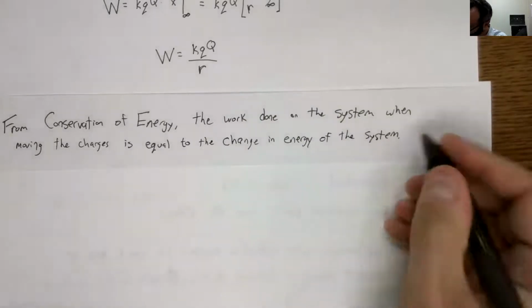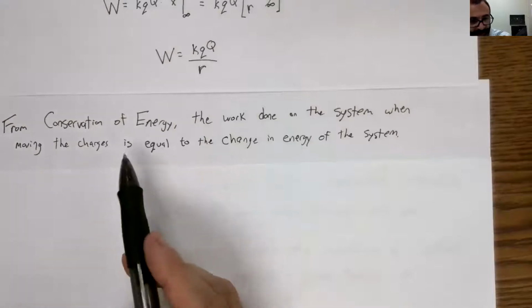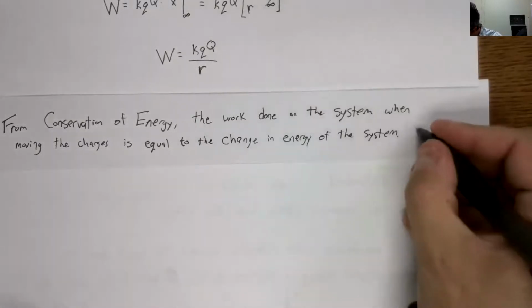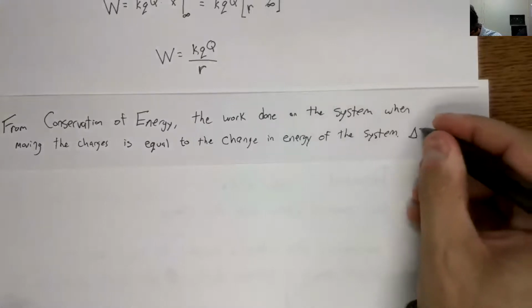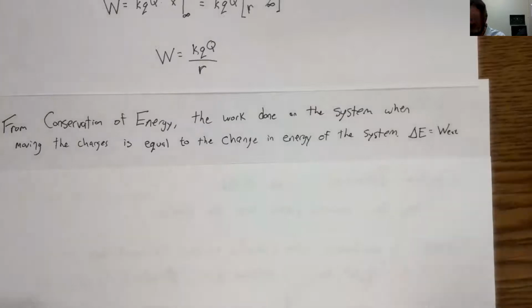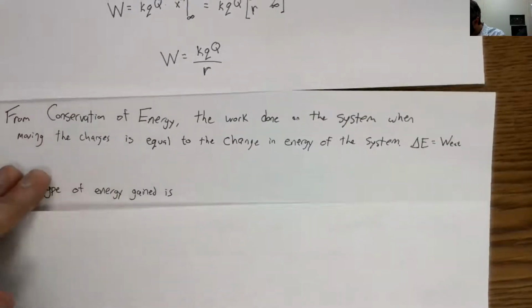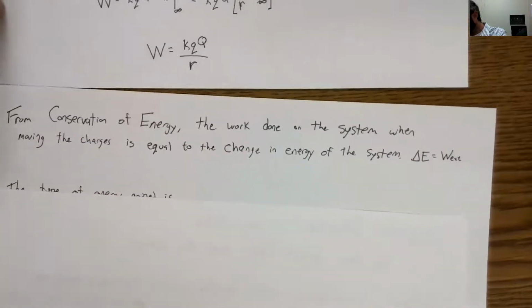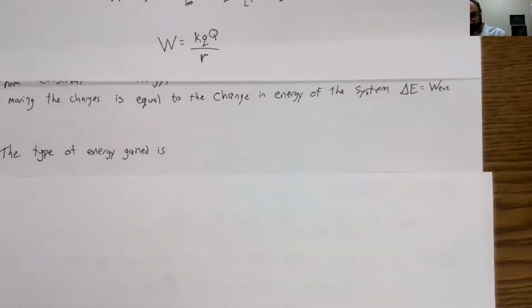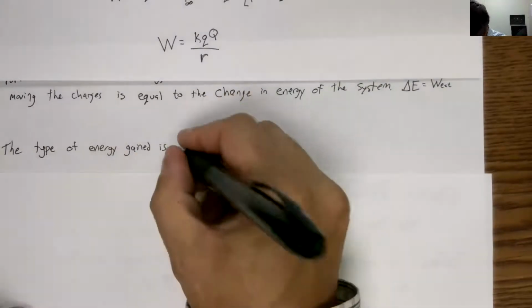That's a general statement, right? That's conservation of energy. If you do work on a system, then that work turns into energy in the system. Our change in energy is just equal to the external work done. The type of energy that we get, and I think Harris just said it, is what type? Potential. Yeah, electric potential energy, really.